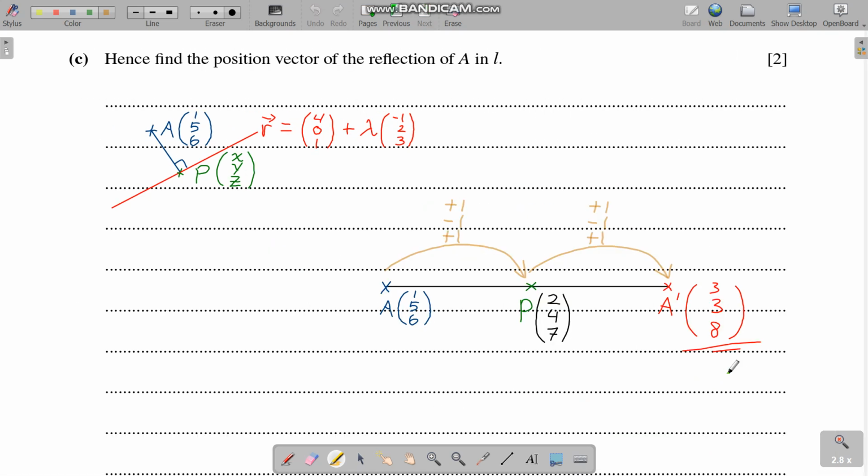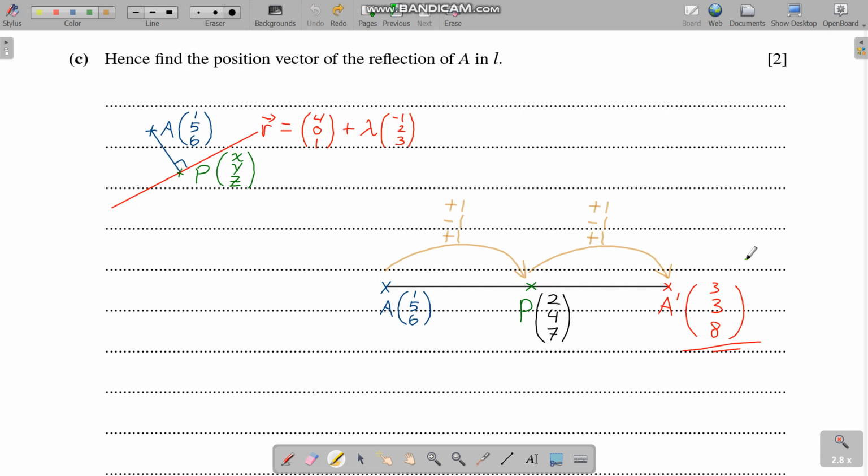Hence, find the position vector of the reflection of A in L. Previously, we have P already, which is (2, 4, 7). We need to find the reflection of point A in this line. So this is the mirror, this is the object, and we're finding the image, which is supposed to be around here. To make things simpler, I usually use this kind of diagram: just make it a straight horizontal line. We have point A, we have the mirror, and we have the image we are looking for.